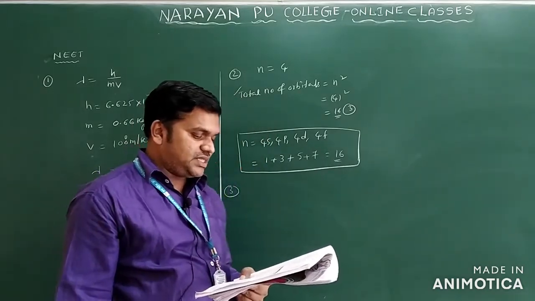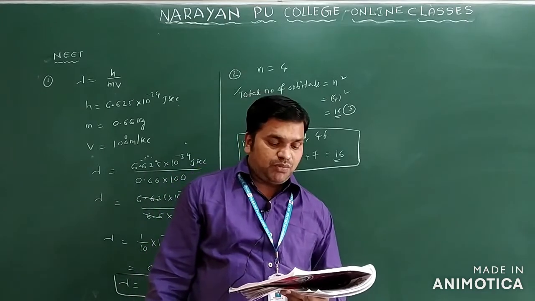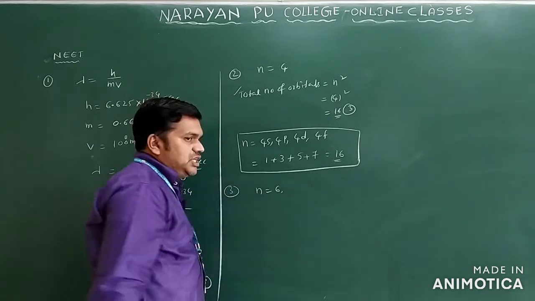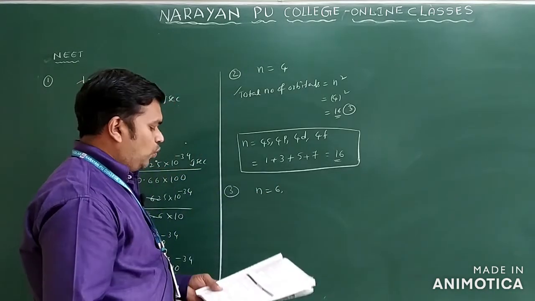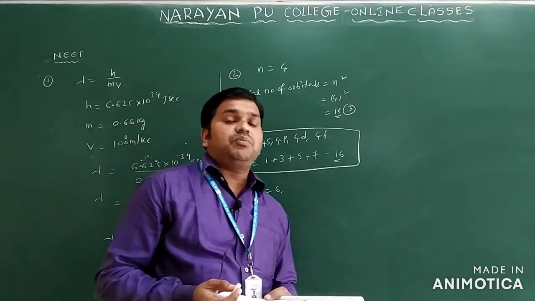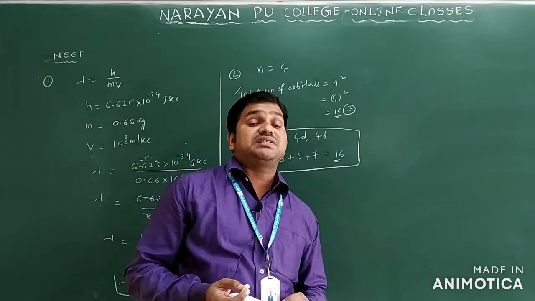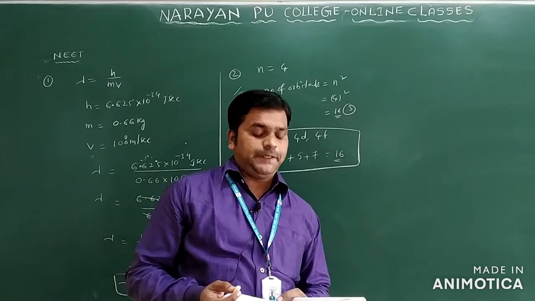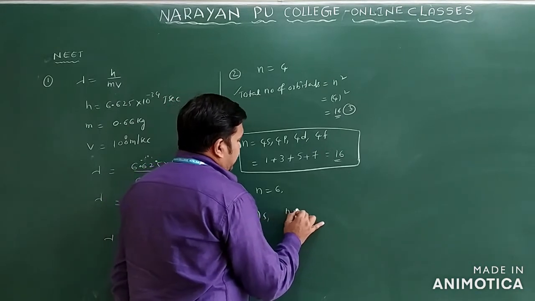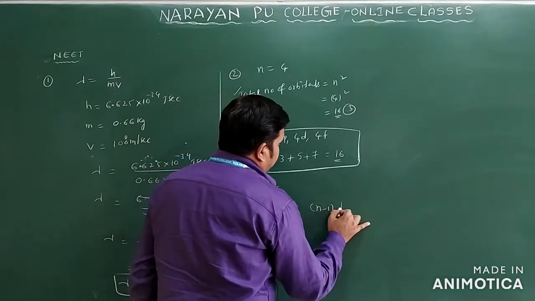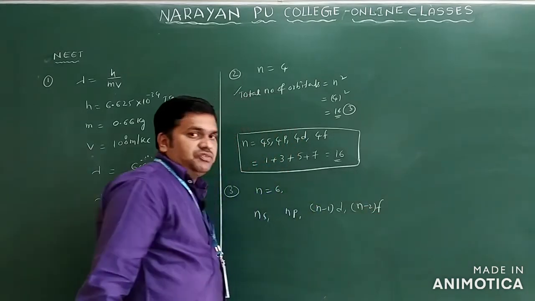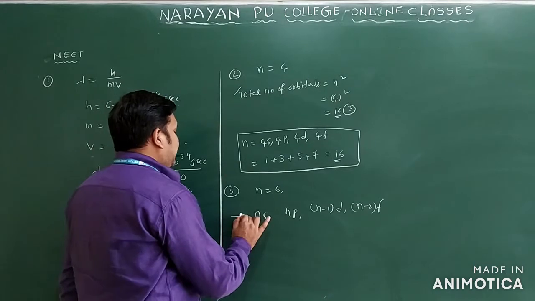If n is equal to 6, the correct sequence for the filling up of electrons is... n is equal to 6 is there. So what is the correct filling of electrons you can write? You know, the filling up of electrons mainly depends on the n plus l value, that is from the Aufbau principle only. So here I will write ns, np, (n minus 1)d and (n minus 2)f for me. Clear?